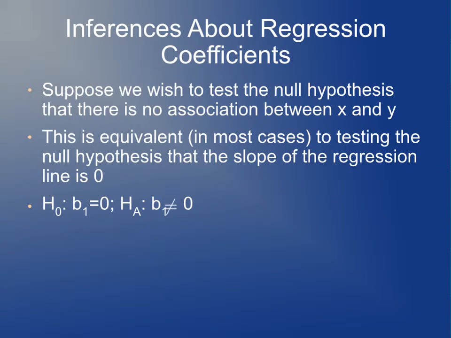So say we want to test the null hypothesis that there's no association between x and y, and in most cases this is equivalent to testing the null hypothesis that the slope of the regression line is 0. In other words, you can write H0 as b1 is equal to 0, where b1 is the slope of the regression line, and the alternative hypothesis that b1 is not equal to 0.